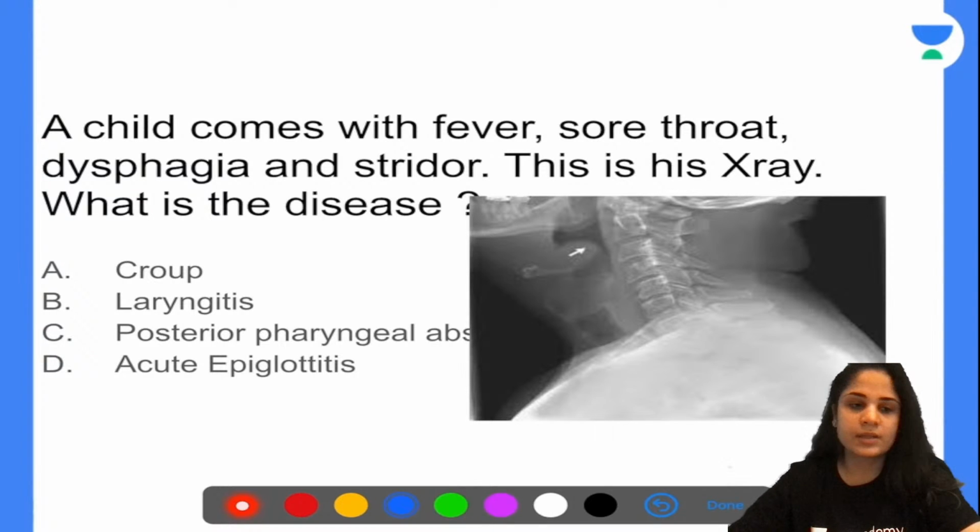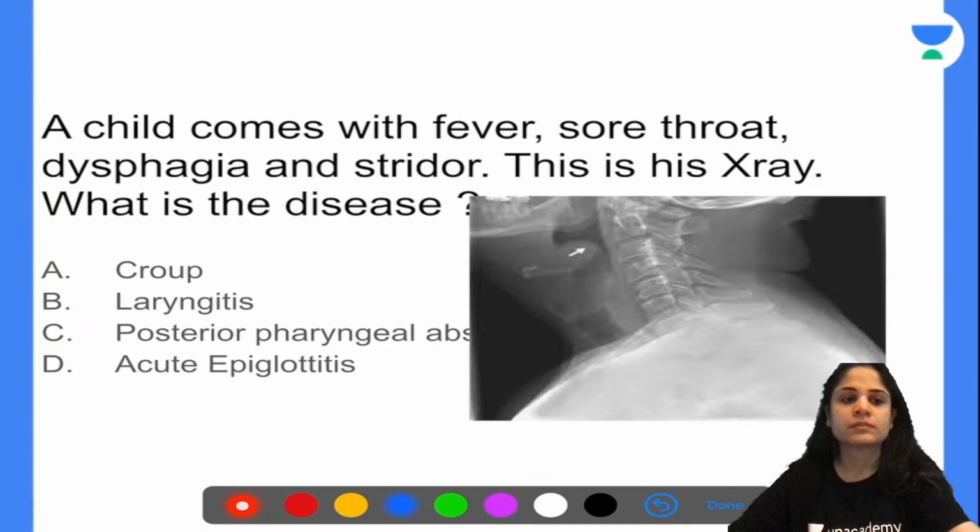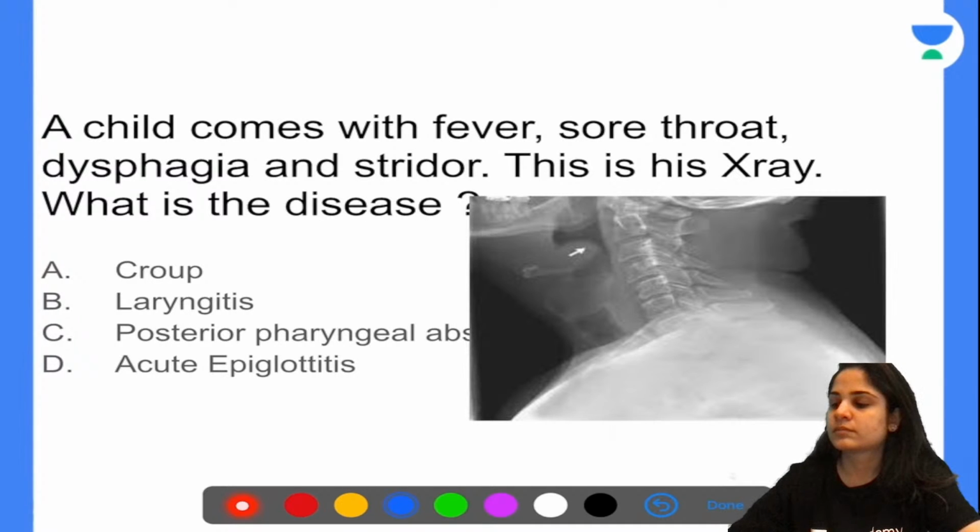Atmesh is saying posterior pharyngeal abscess. Faiz and Ayush are saying acute epiglottitis. Akash is also the same. Alright. So absolutely correct for all of you who are saying that this is acute epiglottitis.